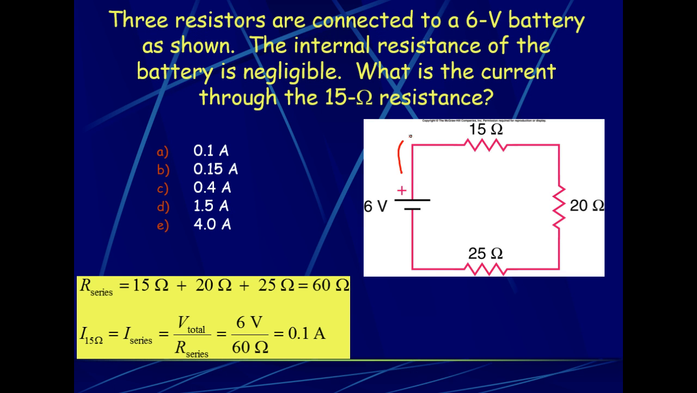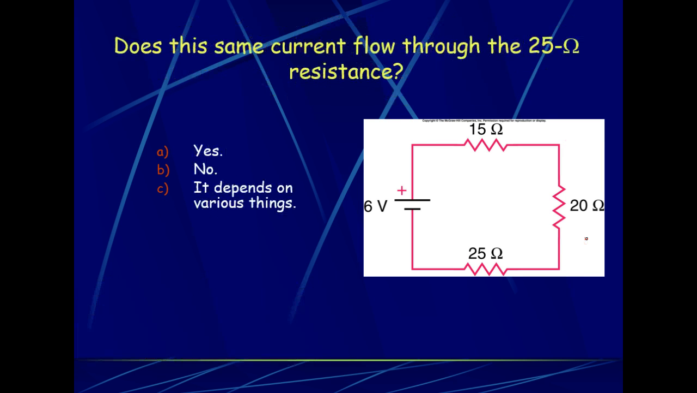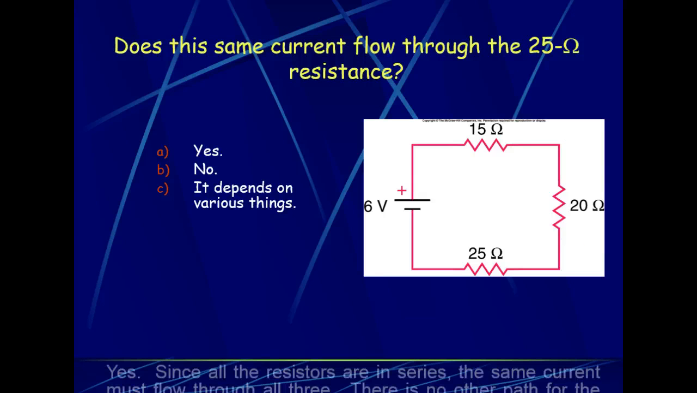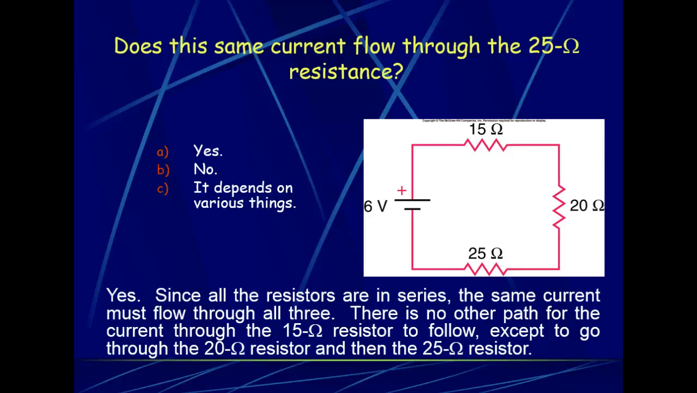Now, the current that leaves the battery is 0.1 amps. That means that is what has to travel, because it can't go anywhere. It's got to just keep traveling through the same locations again and again. So 0.1 amps is what goes through that. And so, yes, the same current is going to flow through each element in the series circuit.